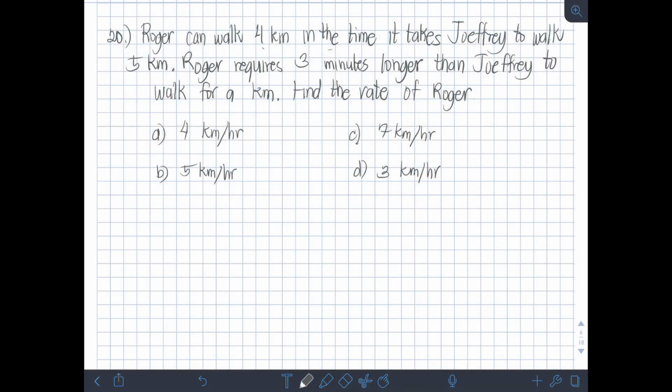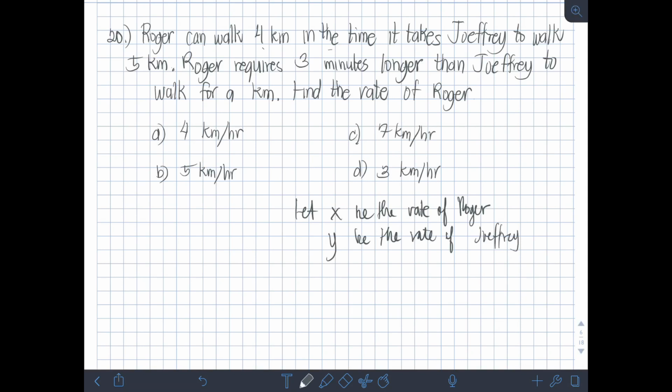Okay? Next, we have Roger can walk 4 kilometers in the time it takes Geoffrey to walk 5 kilometers. Roger requires 3 minutes longer than Geoffrey to walk for a kilometer. Find the rate of Roger. Okay, so motion problem. So, let x be the rate of Roger and let y be the rate of Geoffrey.